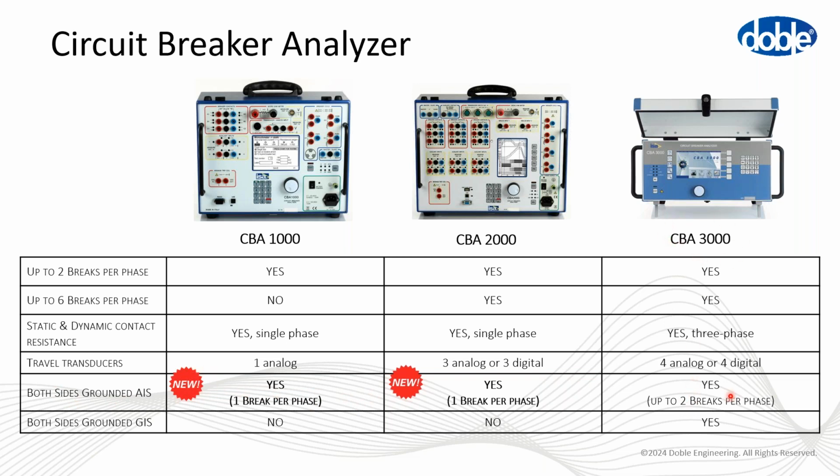CBA 3000 can test it up to 2 breaks per phase in this condition, while CBA 1000 and 2000 can test it with 1 break per phase. This is a new option. We will talk about this later. At last, we have both sides grounded with GIS, so gas insulated switchgear. This can be tested only with CBA 3000.